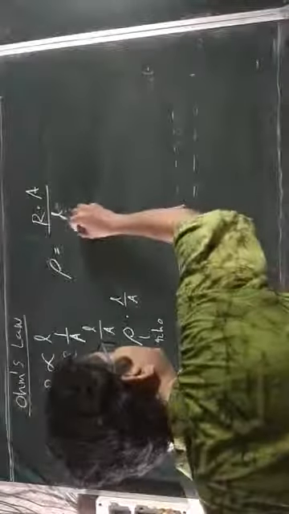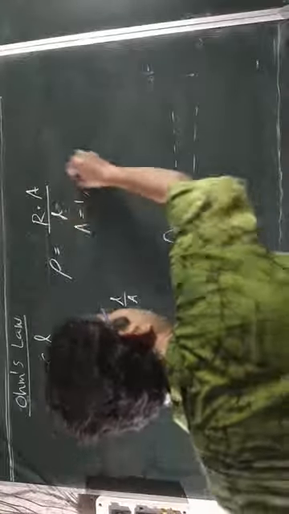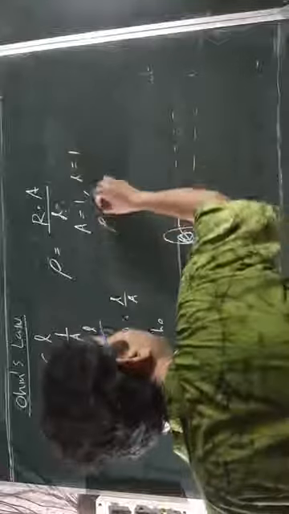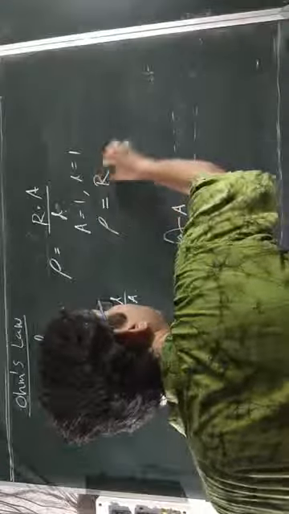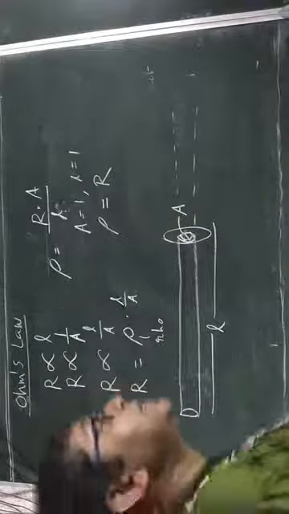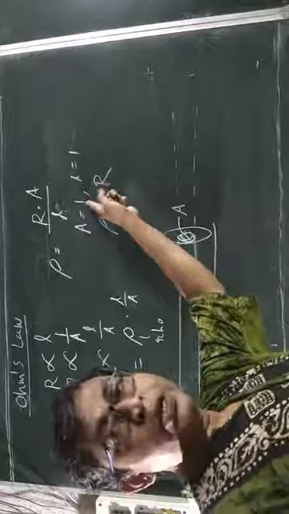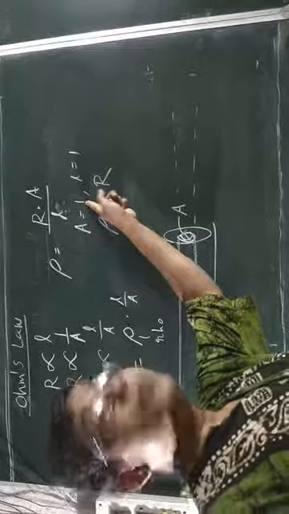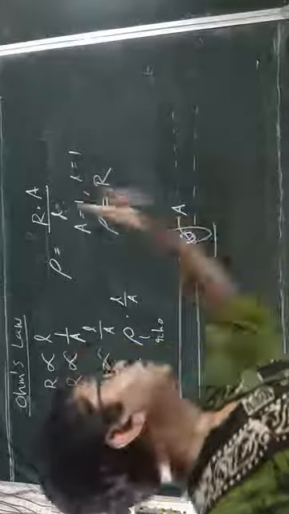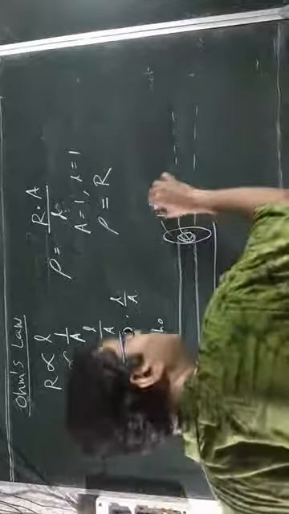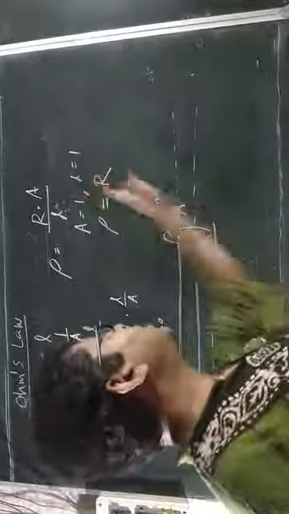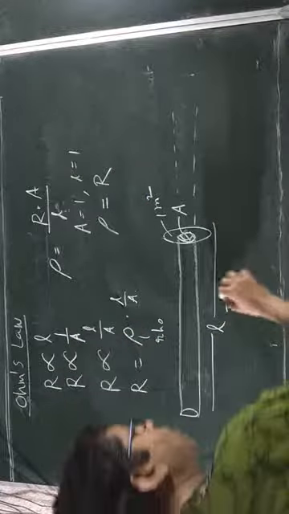So if you put A is equal to 1 and L is equal to 1, you get rho is equal to R. That means if you take a conductor whose cross section is unit cross section, in SI system the cross section is 1 square meter, and if you take that conductor whose length is unit, that means its length is 1 meter.